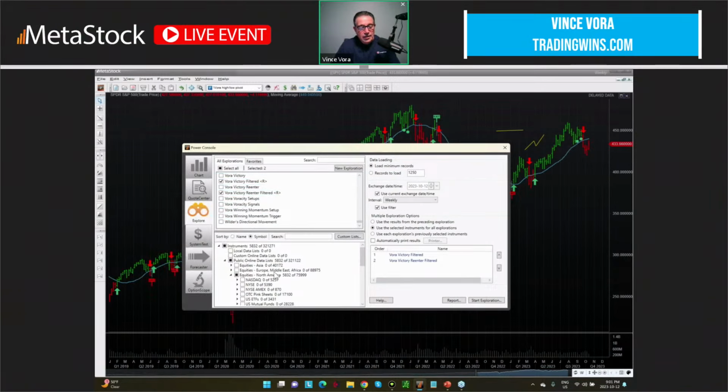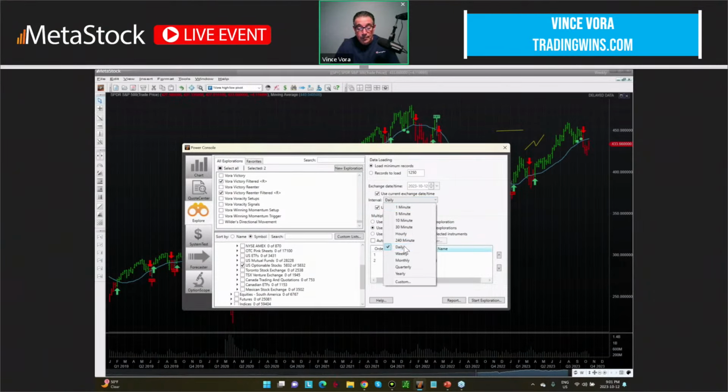Once you click on these, you come down here, you select what you want to scan. For me, I use the US optionable stocks. I like to trade them with options. So I look at everything that has options available, which is about 5,800 stocks. Then I go here and I'll select the time frame, right? In my case, daily. You can select a 1 minute, a 5 minute, monthly, whatever you want. It's all there. And then this box will confirm what it is you're searching for, okay?